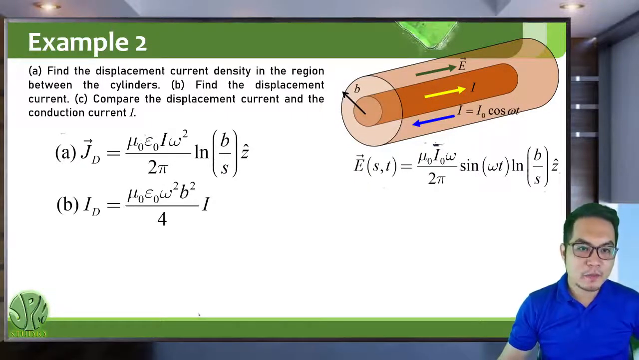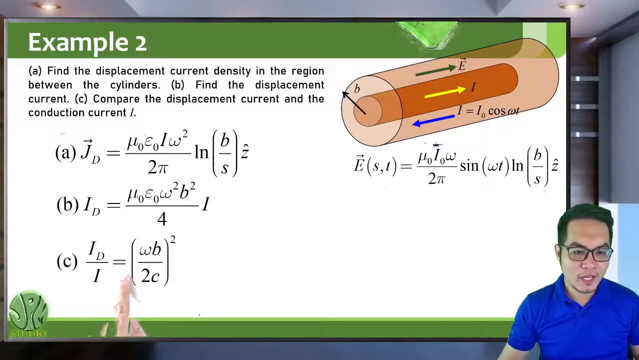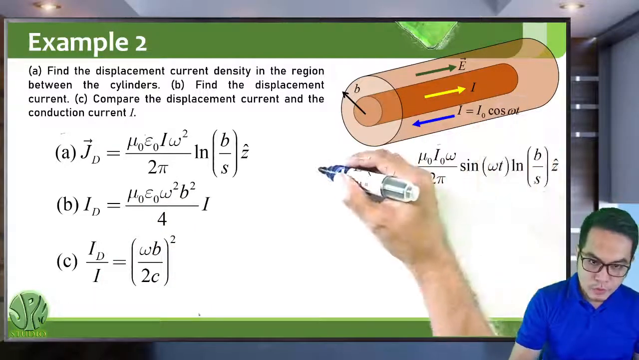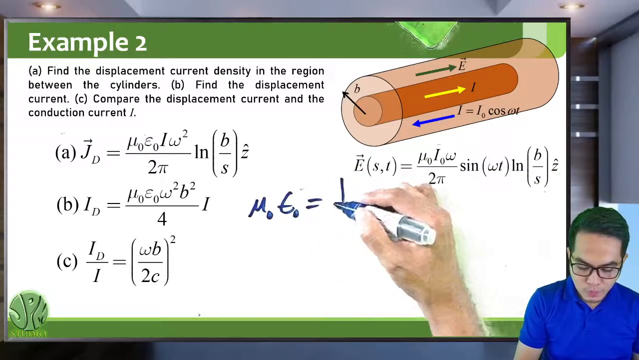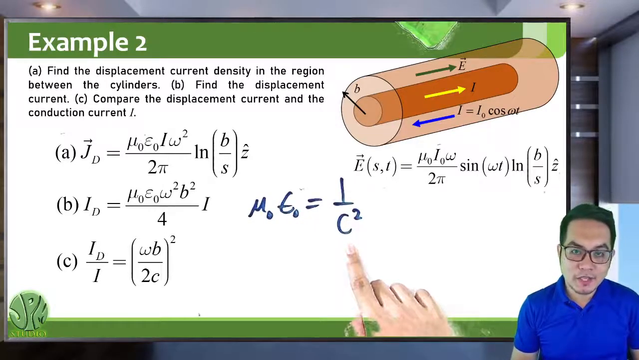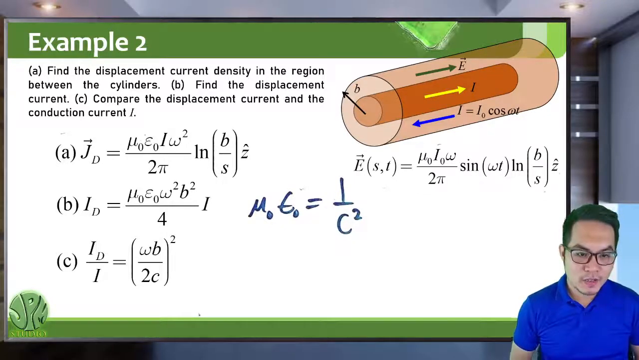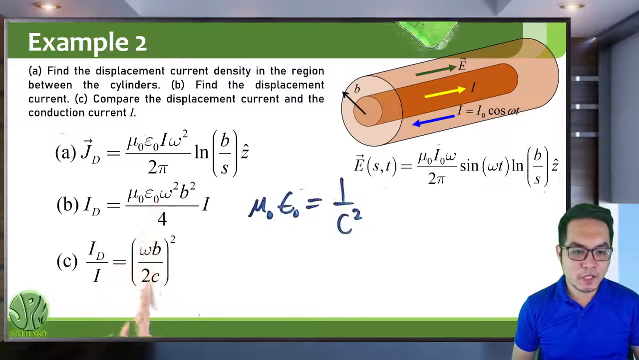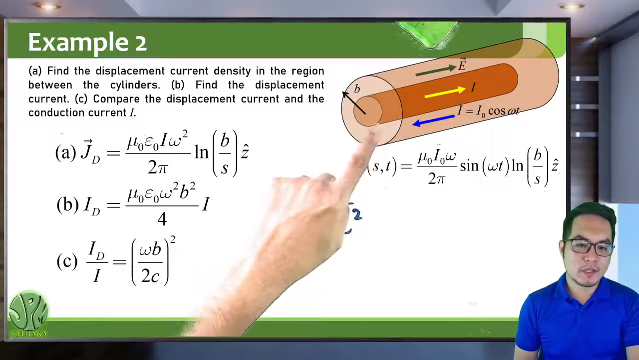So compare the displacement current and the conduction current. It's easier to compare if you just take the ratio of I_D over I, and mu naught epsilon naught. That's actually 1 over c squared, where c is the speed of light, 3 times 10 to the 8 meters per second. So you replace mu naught epsilon naught by 1 over c squared, and you will get omega squared B squared over 4c squared. So that is their ratio for this specific example.